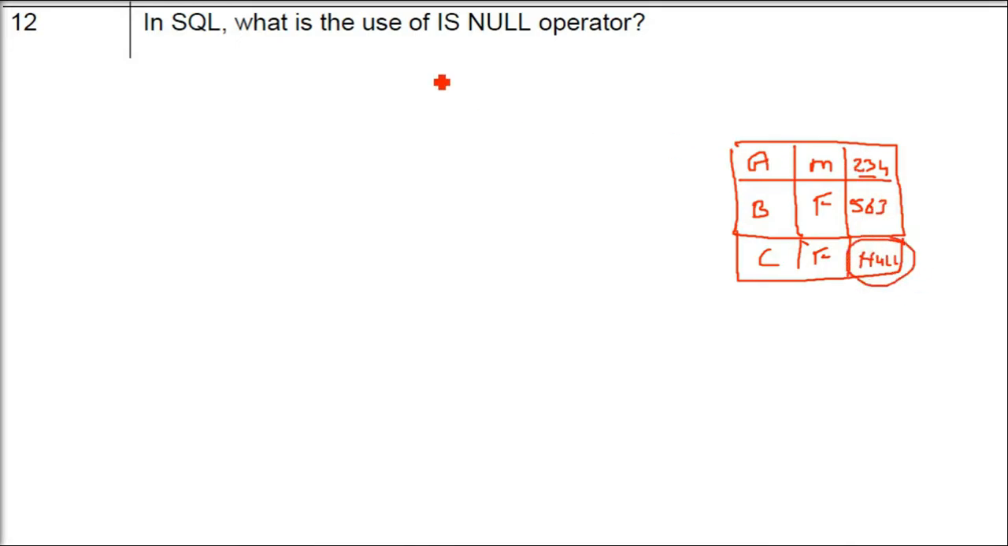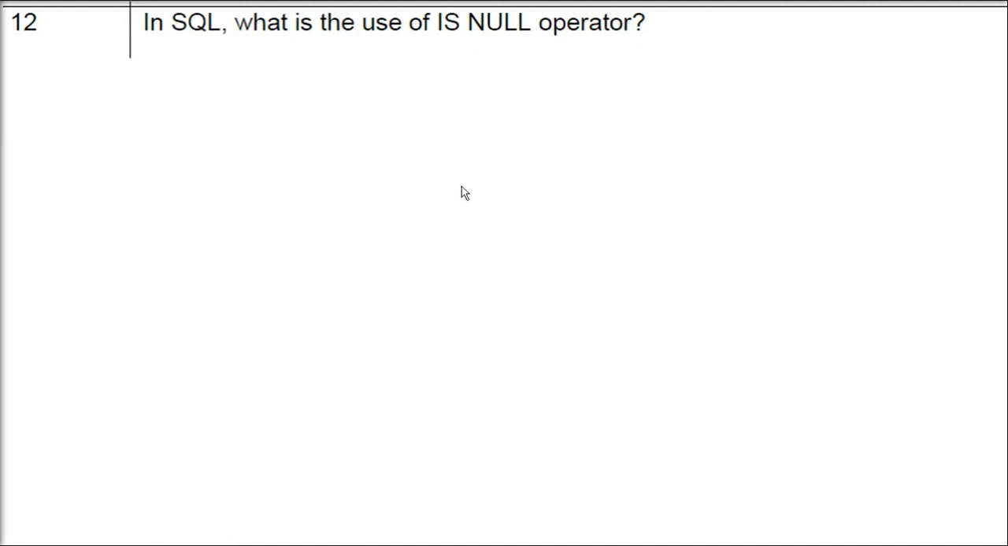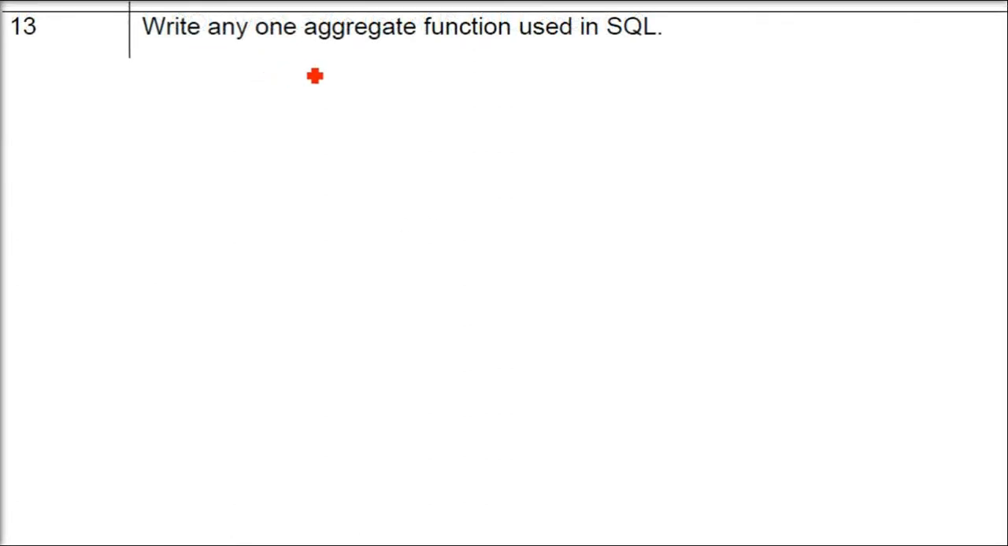So when you want to check in your query whether one of the cells or one of the contents is null or not, then we use the IS NULL operator. IS NULL is used to check if the column has a null value or no value. It can be NULL, that is, it has a value which is null, but it can also be that no value is there.